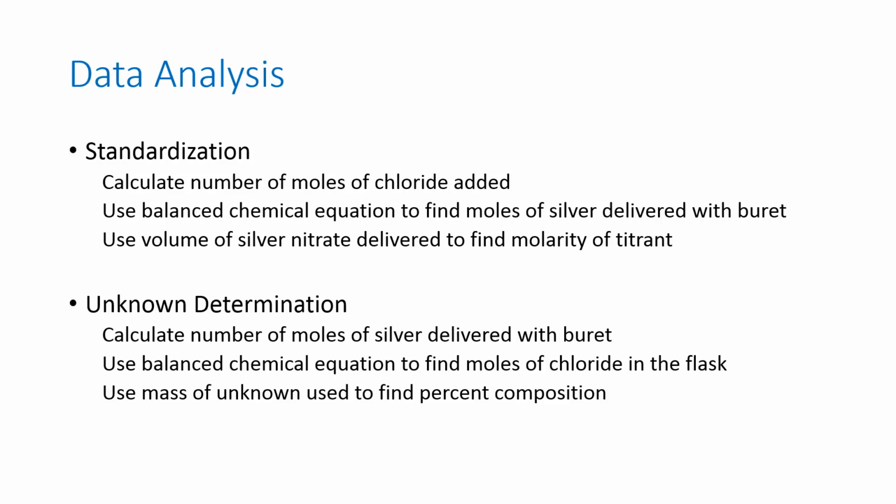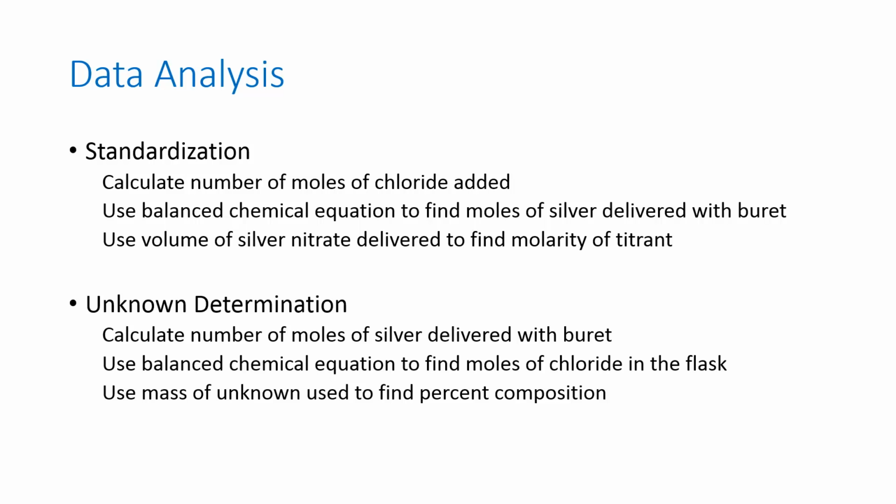Once you've standardized your titrant, you can do the opposite process for the unknown determination. Calculate the number of moles of silver that you delivered with your burette, use the balanced chemical equation to find the moles of chloride, and then find the mass of chloride and use the mass of the unknown to find the percent composition. Your accuracy grade for this experiment is going to actually be in two parts this time.